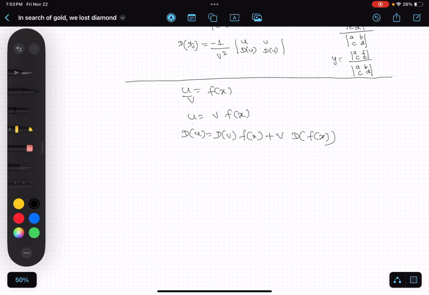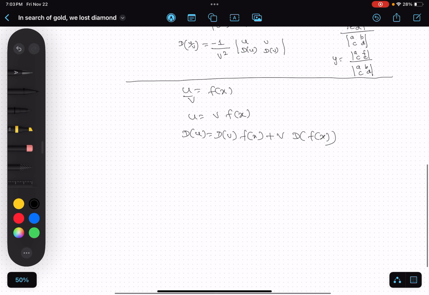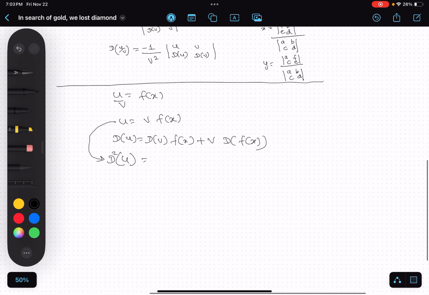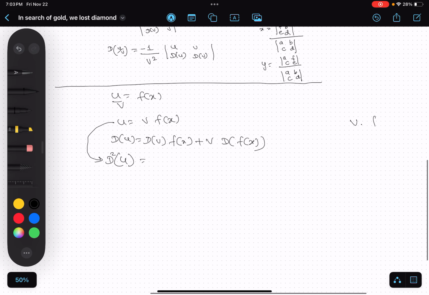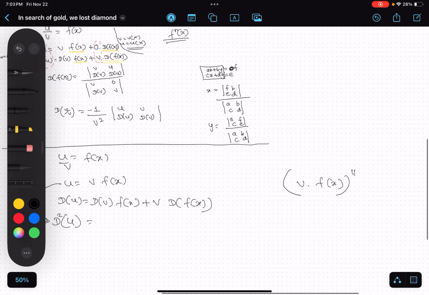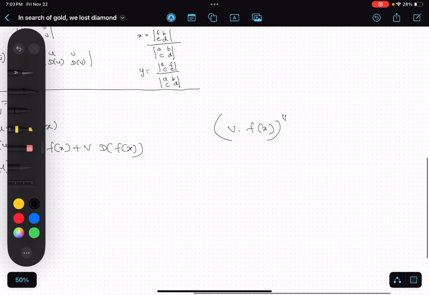Now again, if I want to find the second derivative of this expression, over here this will be easy; it will just be the second derivative of u. But for this product v f of x, if I want to find the second derivative, again I need to use the same Leibniz rule. And how will you do this?